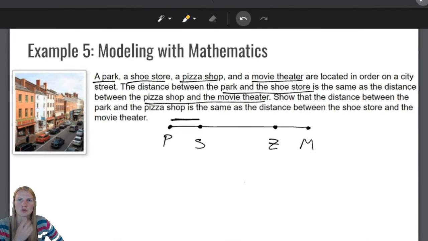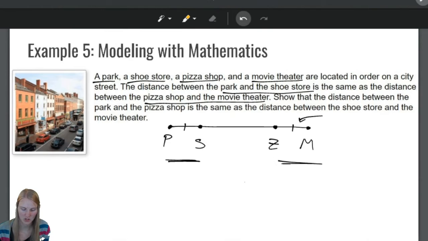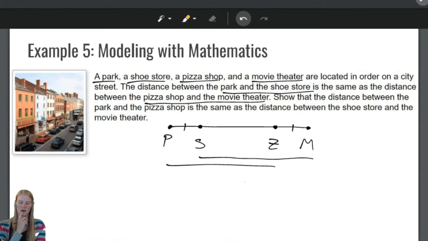It's pizza. Sure. Okay, so now the distance between the park and the shoe store, and the pizza shop and the movie theater are the same. So I'm just marking this diagram. I know that this is the same as this, and that's what the tick marks tell me. So I'm writing the tick marks. Save me some space. Show that the distance between the park and the pizza shop is the same as the distance between the shoe store and the movie theater.